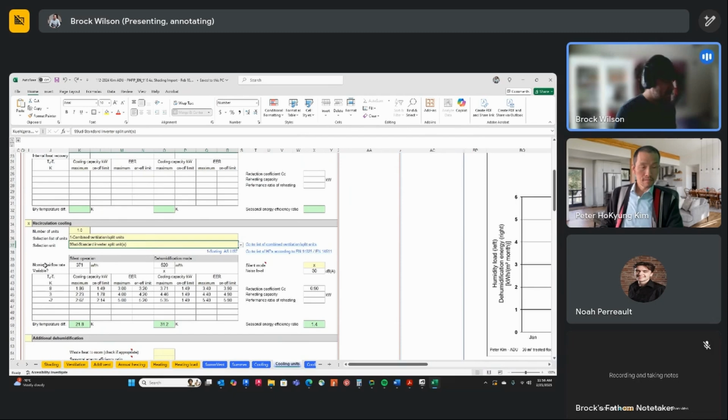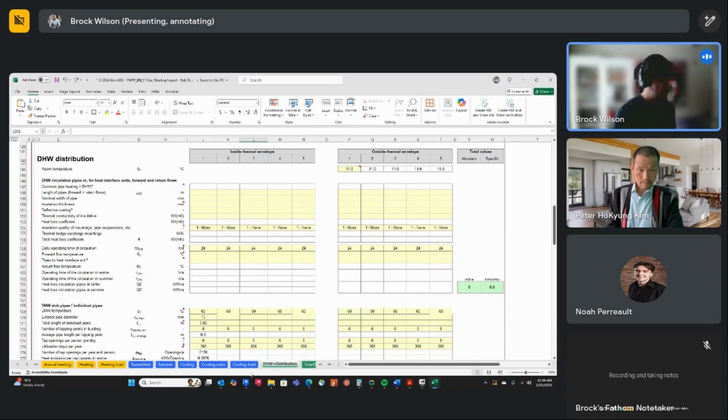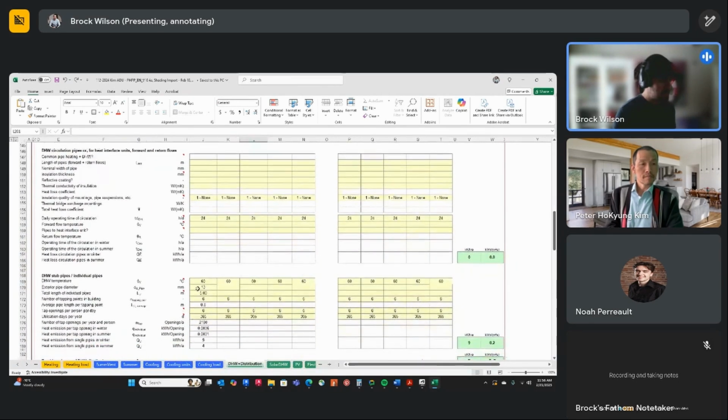This is just the standard inverter split unit. So we may be able to get some better data in terms of the appropriate unit to try to get that load down. That would provide us our cooling load. Domestic hot water distribution is quite simple, pretty low in terms of the lengths. We just put 5 meters as a placeholder right now with the small 40-gallon hot water tank.